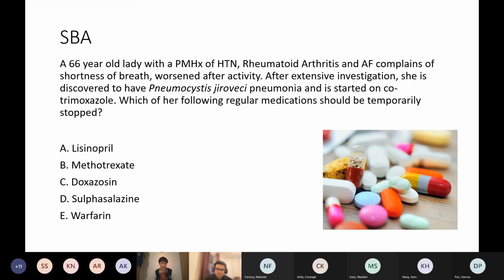Another SBA for you. We've got a 66-year-old lady with a very extensive past medical history, bless her. She's found to have Pneumocystis jirovecii pneumonia, so she's started on cotrimoxazole. Which of her following regular medications should you temporarily stop? This is a very classic exam question. Did it come up last year, James? Oh God, I've blanked out last year's SBAs, sorry. Yeah, this came up when I was in fourth year, because they love testing this reaction.